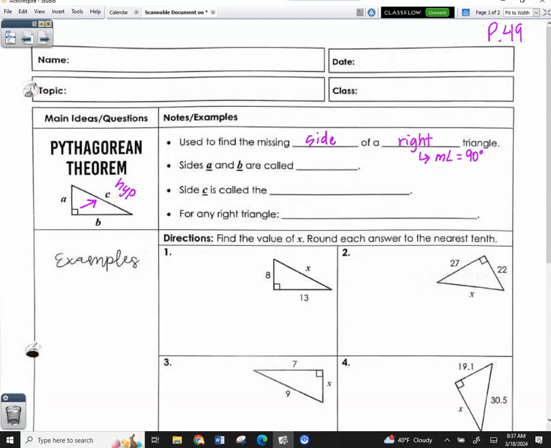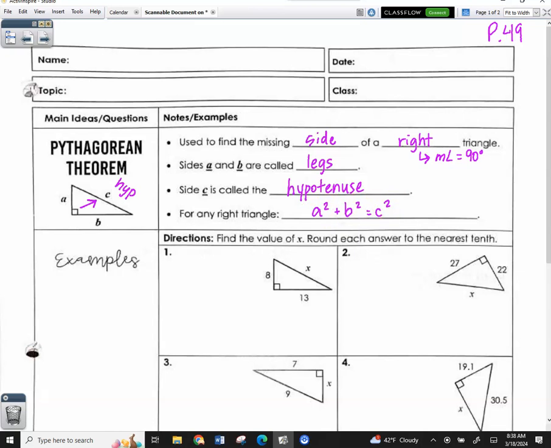Do you remember the vocab word to describe the sides that form the right angle? Legs. So sides A and B are called legs, and side C is called the hypotenuse. Does anyone by some miracle remember what the Pythagorean theorem formula is? I'll give you a hint. Isn't it A? Yes. So A squared plus B squared equals C squared is the formula.